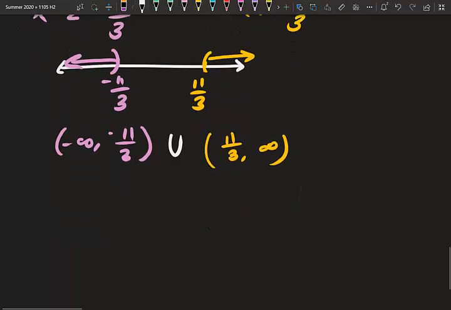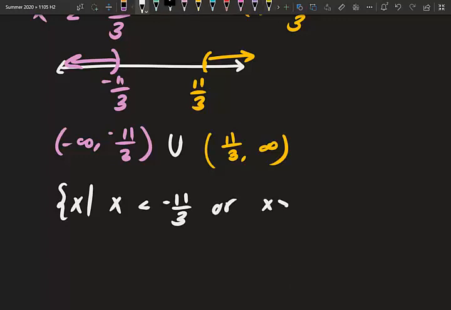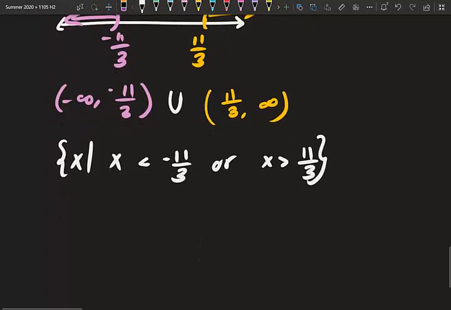In set notation, it would be x such that x is less than negative 11 over 3, comma, you could also put or, same thing, x is greater than 11 over 3. If you can't draw those braces or those squigglies, that's okay.